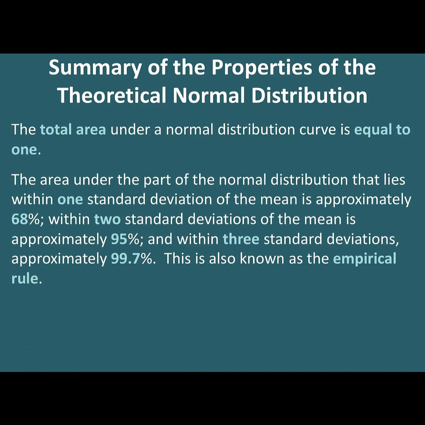Moreover, the area under the part of the normal distribution curve that lies within one standard deviation of the mean is approximately 68% of the data. Within two standard deviations of the mean is approximately 95% of the data. And within three standard deviations of the mean is approximately 99.7% of the data. This is known as the empirical rule. In the next slide, we'll illustrate what this looks like.